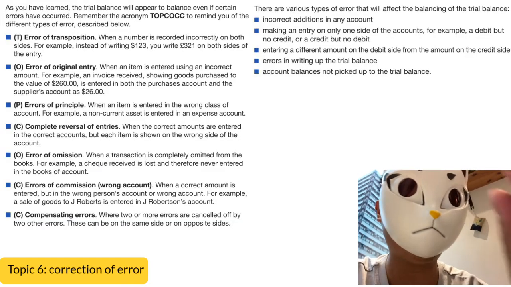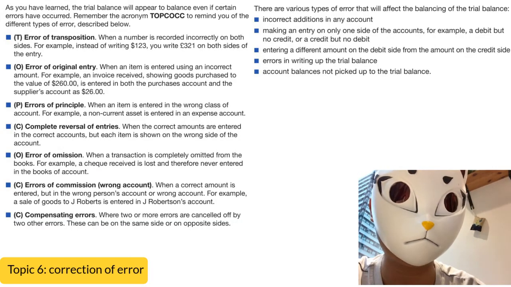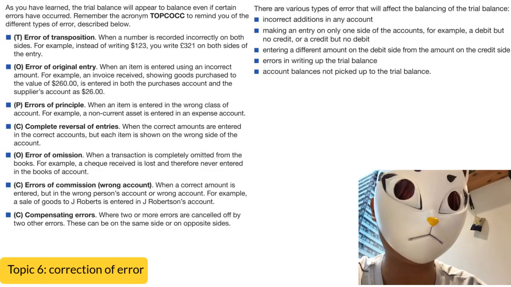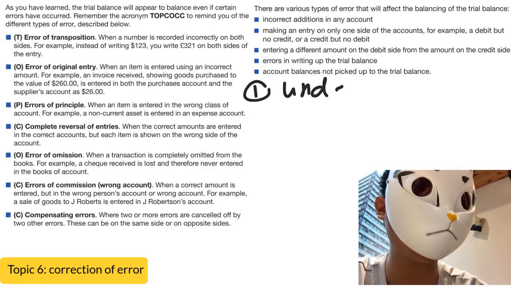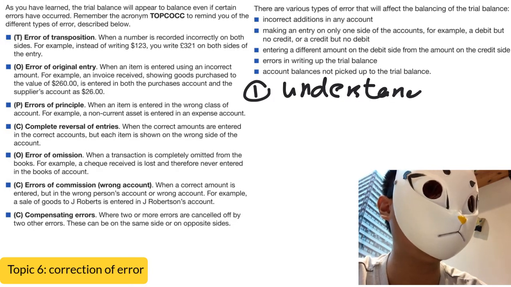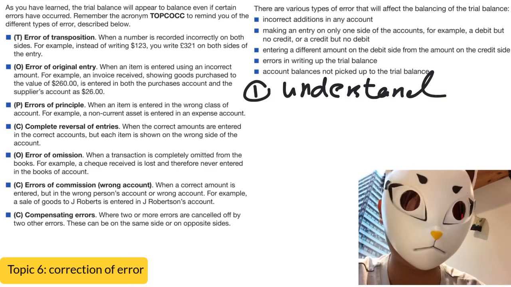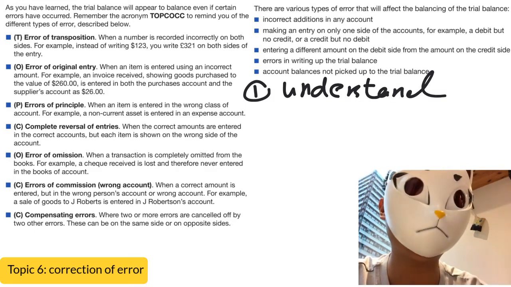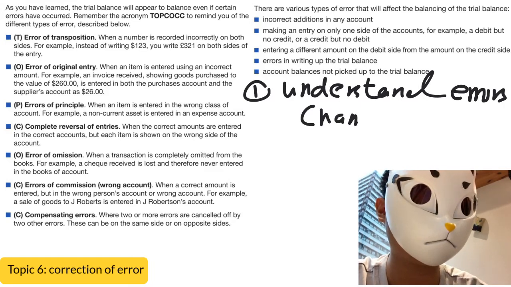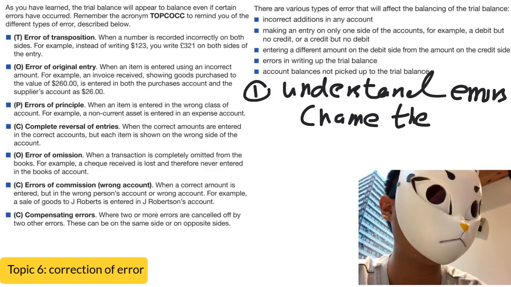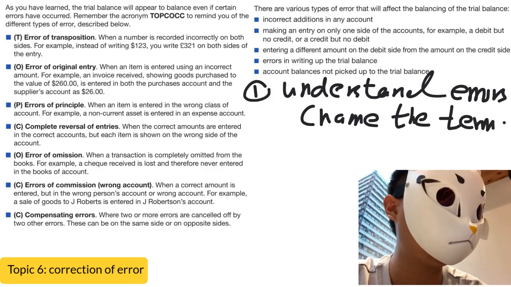Now, before we do any correction, I would like to remind you that you must understand all the errors. Like you can see on the left, there are error of omission, error of complete reversal, and so on. You have to name the terms. So this is the first thing you have to understand.